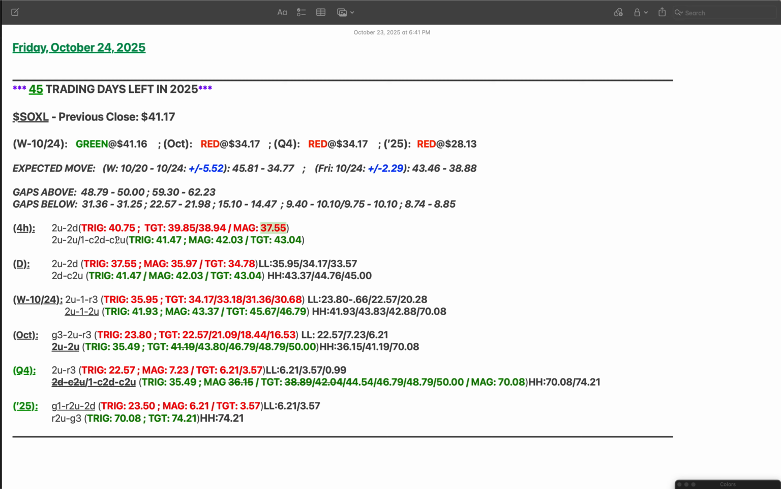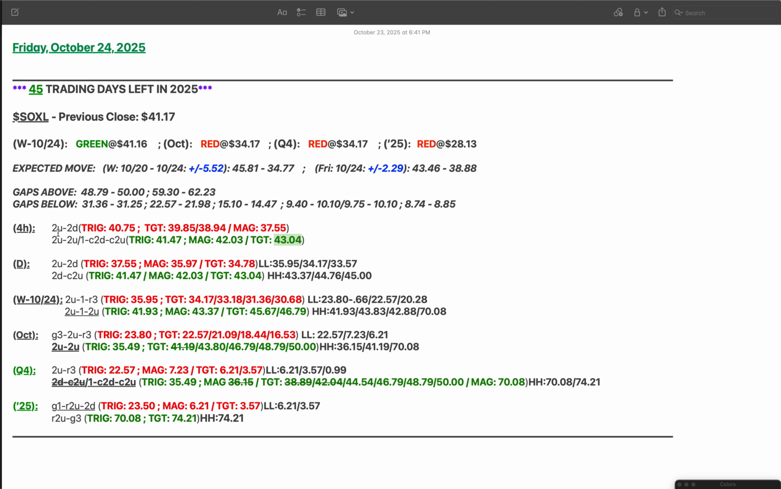If we do get price to the upside, we get that 2 up continuation, which we talked about is kind of a sloppy one combo 2 down, combo 2 up, but that triggers the 2 up triggers at 41.47. If we're looking at the one combo 2 down, combo 2 up being a strat reversal there, that magnitude is 42.03, and then that other sloppy one combo 2 down, combo 2 up, that magnitude is 43.04. So those are your levels for the longer day trade.